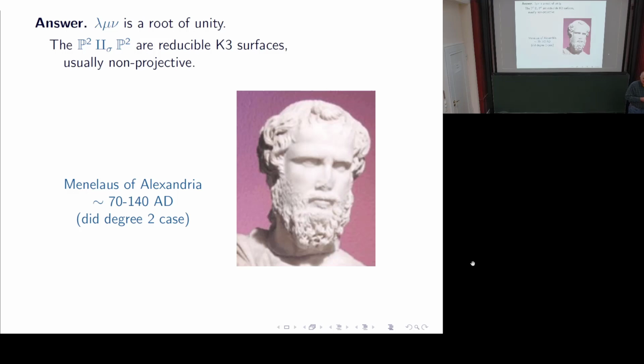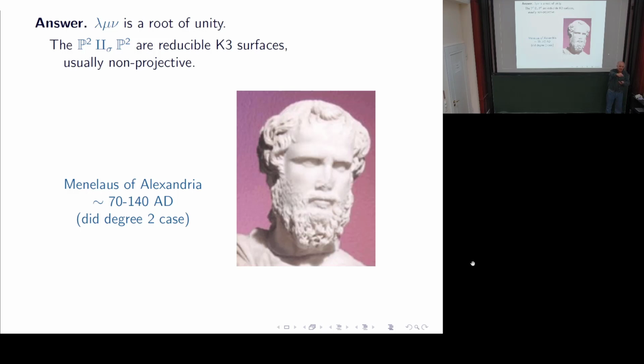Okay, everyone sees the connection between Menelaus's work and K3 surfaces. And so this is a degree 2 K3 surface if the pullback of O(1) has a section. So I take a section here, that's a line. Then the question is the other side. There should be a section that also gives you a line.